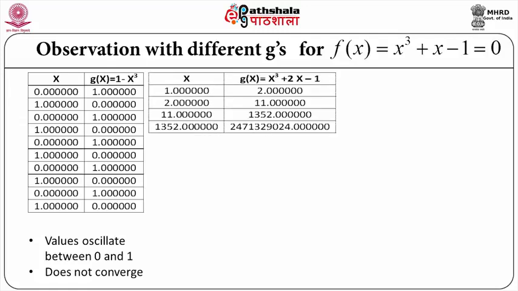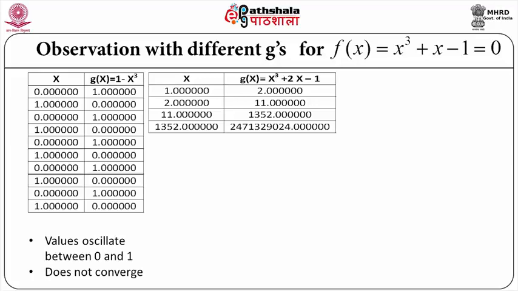Let us take the second one, g(x) = x^3 + 2x - 1. In this case, when I put x = 1, g(x) becomes 1 + 2 - 1, that is 2. This 2 will become the input for the next iteration, because g of x_1 becomes x_2. So if I put x = 2, I get 2 cube plus 2 into 2, 8 plus 4, 12, 12 minus 1, 11. So our x_2 becomes 11, and 11 will be the input for the next iteration.